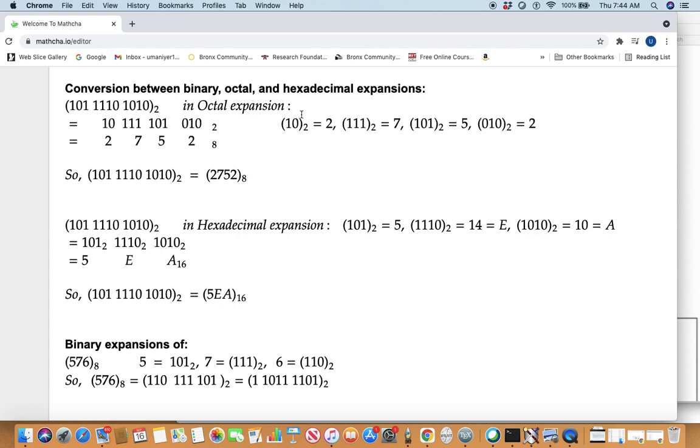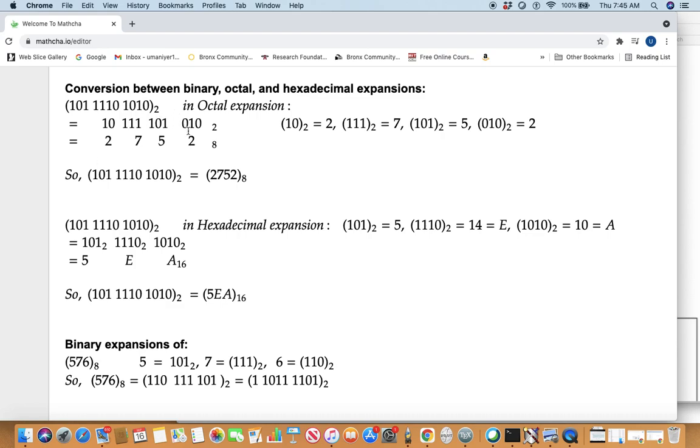Start with 1, 0 base 2, that's actually 2. Likewise, 1, 1, 1 base 2 is 7. 1, 0, 1 base 2 is 5. 0, 1, 0 base 2 is 2. These are our numbers in decimal form. But notice all of these numbers are less than 8 because we took 3 binary digits at a time. So it's important you start from the right.